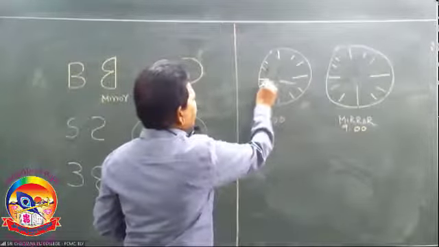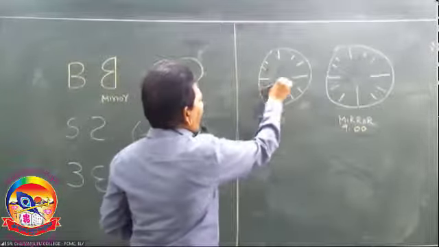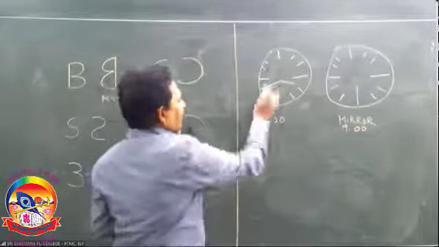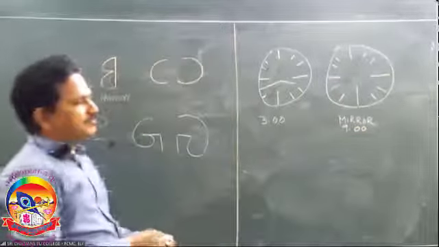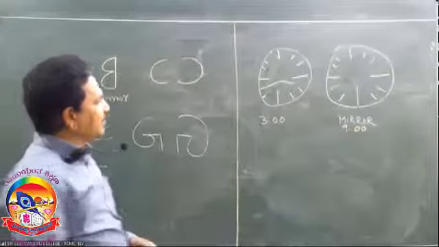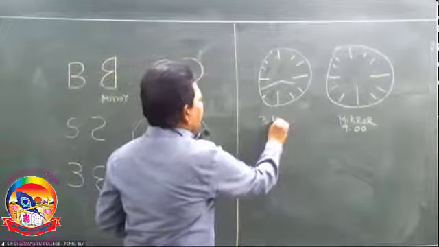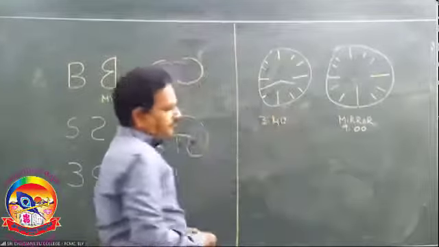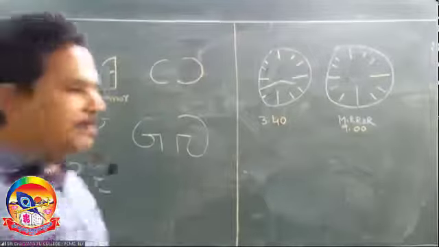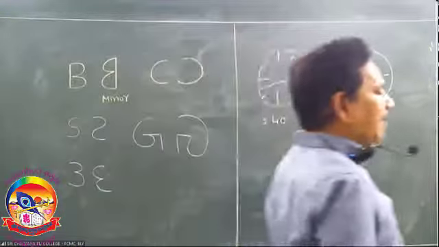3:40. So the minutes hand will be on number 8. So the time is now how much? 3:40. If the same time is observed in the mirror, how does it appear to be?